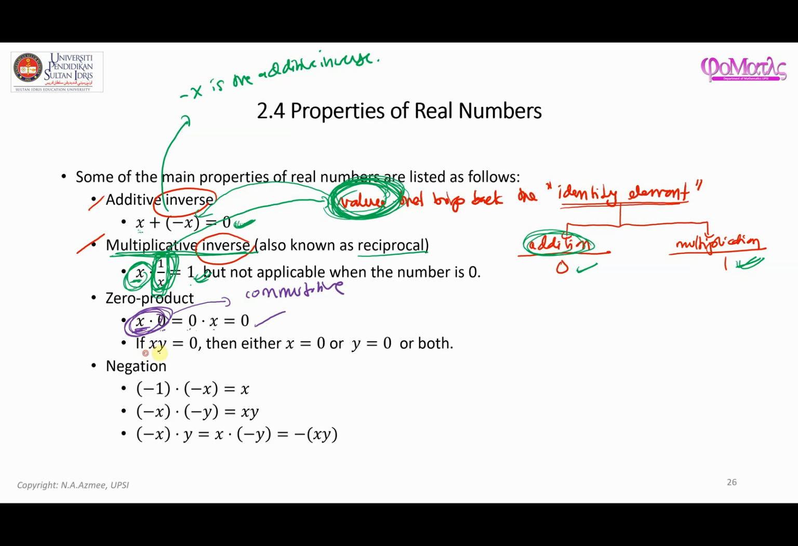Now, if you have two real numbers x and y such that xy equals 0, then you have the possibility of either x being 0, or y being 0, or both being 0.